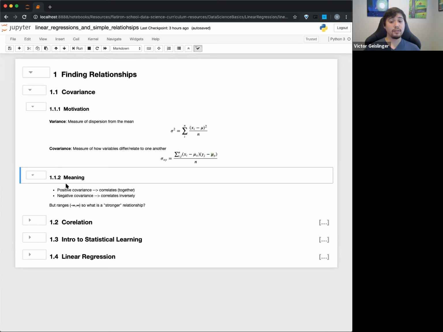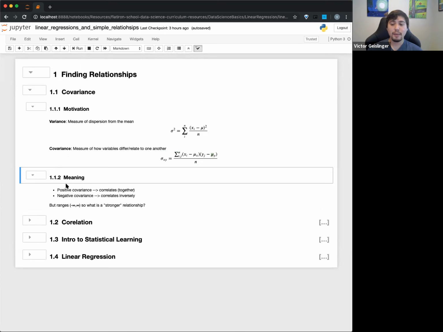If you have positive covariance, it means that as one increases, the other one should increase as well, at least in value. A negative covariance does the opposite: as one increases, the other one decreases. One thing you should know is that this is more mathy. It can go from negative infinity to positive infinity, so it can be really, really big or really, really small.